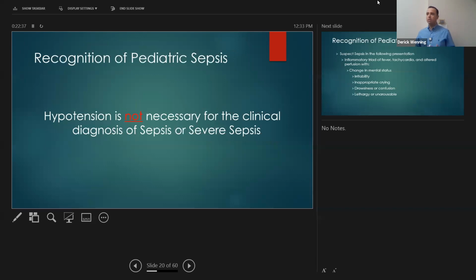The one thing I have not mentioned to you yet is that in any pediatric patient, hypotension is not required to diagnose clinical sepsis or even severe sepsis, okay? Septic shock, yes, because if a patient has gotten 40 per kilo of fluids and they're still hypotensive, then that is septic shock, okay? But a kid can be septic and have a normal blood pressure. A kid can have severe sepsis and have a normal blood pressure, okay?